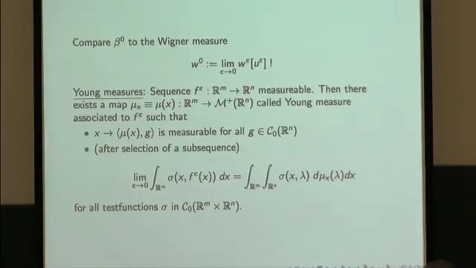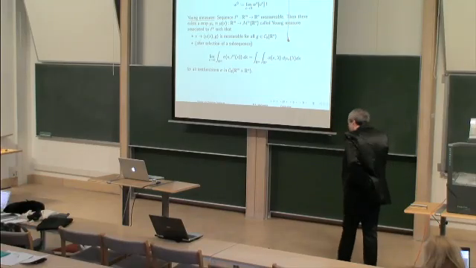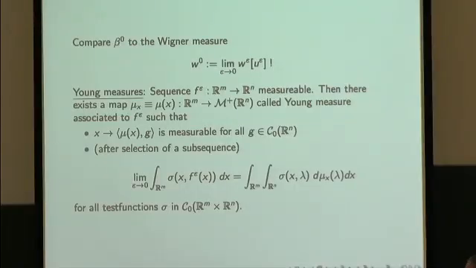Now, as I said, what I want to do is compare the limiting Bohmian measure to the Wigner measure, W0, associated, of course, to the same sequence of wave functions. Now, it turns out that a pretty well-developed theory is rather convenient for that, and that's the theory of Young measures. Just for those of you who don't know what the Young measures are, just a short definition.